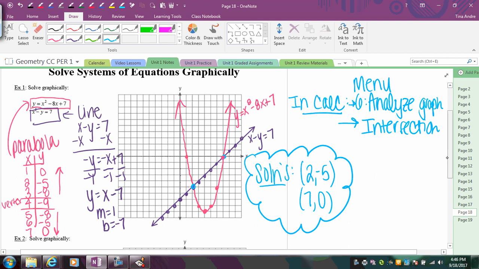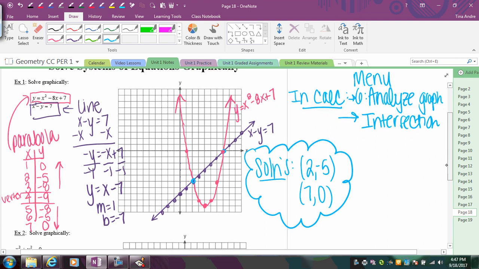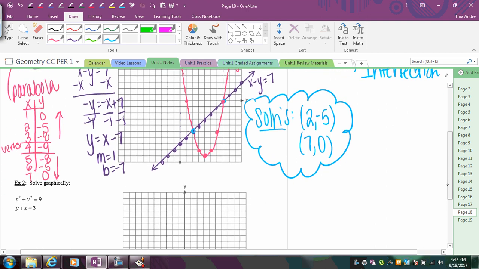So that's the process. So make sure for this, you're showing your equations, you're labeling, you have arrows on your parabola, your line, you state your solutions. Your solutions need to be stated with parentheses. They are coordinates, x comma y values, so they need to have parentheses. That'll be very important for that.